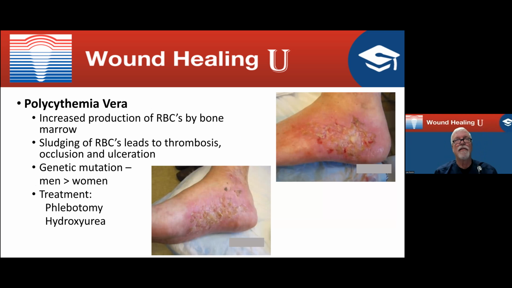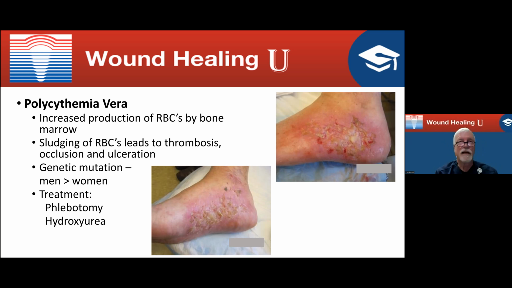Polycythemia vera. This was not in the original session back in 2018, but I wanted to throw this in for this particular event. Polycythemia vera is not a rare condition, and it is the increased production of red blood cells by the bone marrow. The blood becomes thicker, if you will, and these red blood cells then sludge, leading to thrombosis, occlusion, and ulceration. This is a genetic mutation, happens in men more often than women.